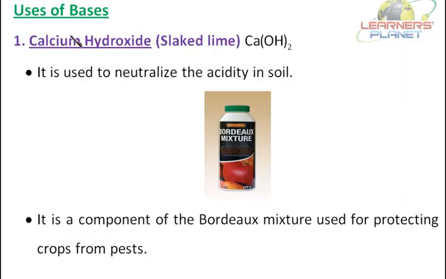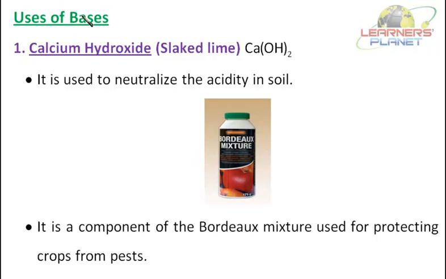So, the uses of bases. We have studied about strong base, weak base, the types of bases, the characteristic properties of bases. Now, let's study about the uses. See, everything has got one or the other use. First is calcium hydroxide, also called slaked lime. Right? It is also present in lime water. So, it is used to neutralize the acidity in soil. See, if the soil has become acidic, lots of acids are there in the soil, then will the plant survive? No. Acids will destroy the roots of the plants.